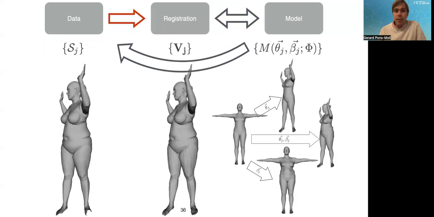So we will see that this creates a chicken and egg problem, because if I have registrations, I can obtain a model. And if I have a model, I can regularize this registration process and obtain decent registrations. The problem is that you typically have to start somewhere. And at the beginning, you do not have registrations and you do not have a model. And so this creates a chicken and egg problem.